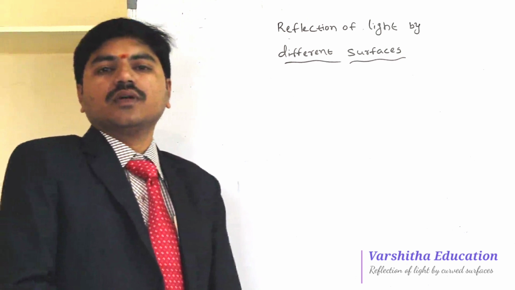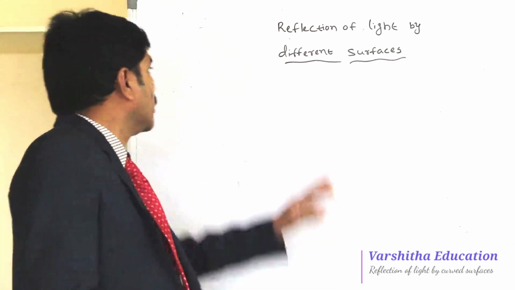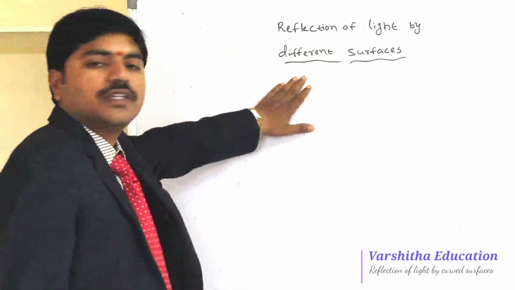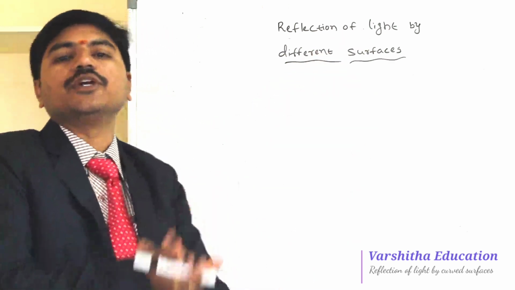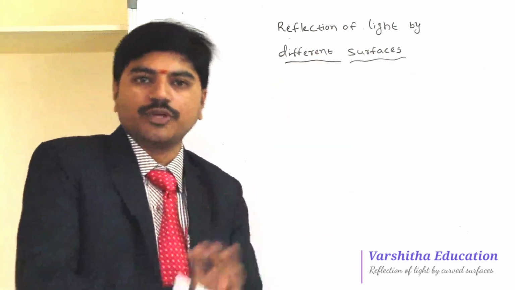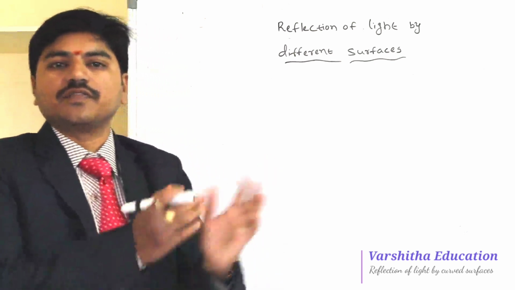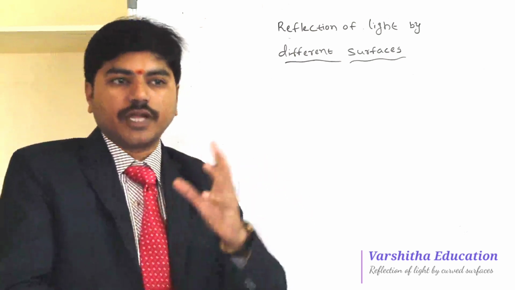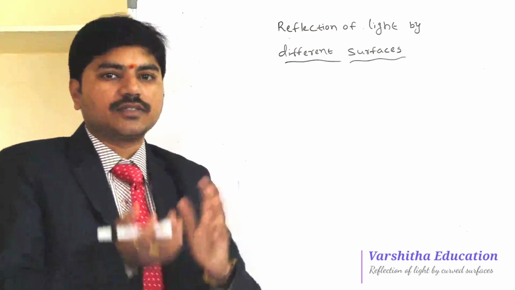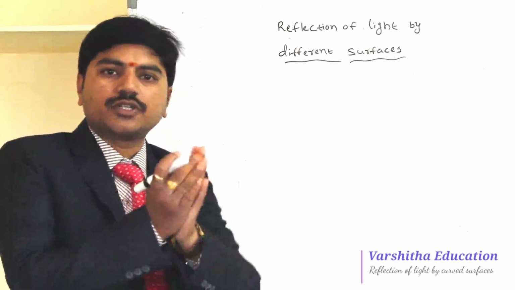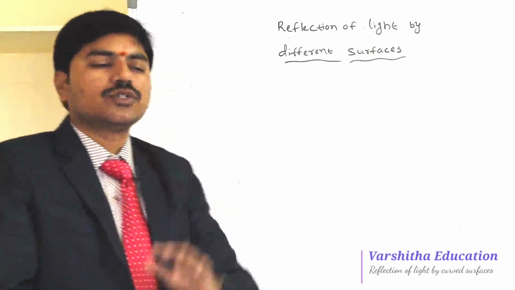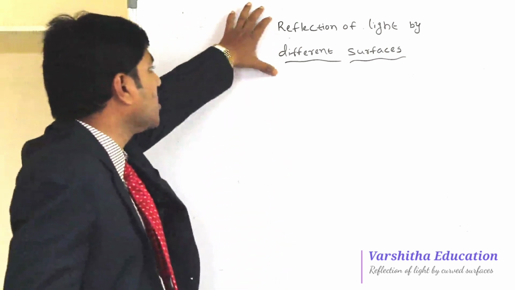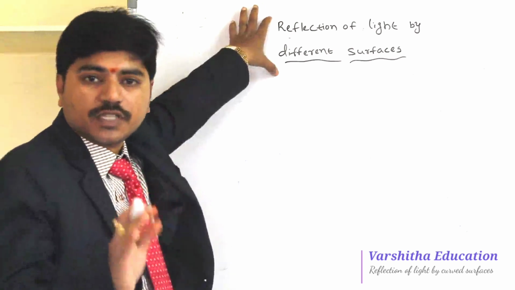Right. So today we will discuss the reflection of light by different surfaces. Nowadays we see different types of images: big images, small images, and the reflection of light is also different. The brightness of light is different, and objects are shown bigger or smaller, and more shiny. So it totally depends on the reflection of light on different types of surfaces.